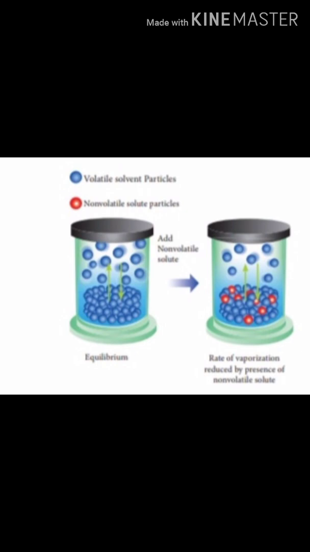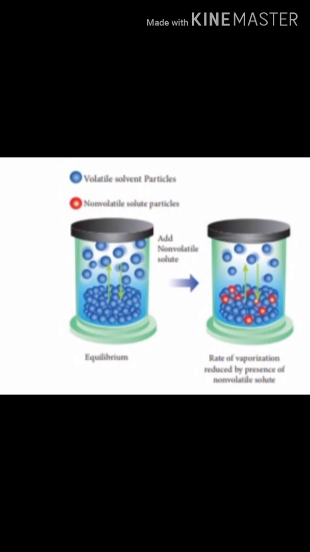The vapor pressure of the solution is determined by the number of solvent molecules present at the surface at any time, and is proportional to the mole fraction of the solvent. See the picture. The blue color identifies volatile solvent particles. The orange color identifies non-volatile solute particles. See that the rate of vaporization is reduced by the presence of non-volatile solute.